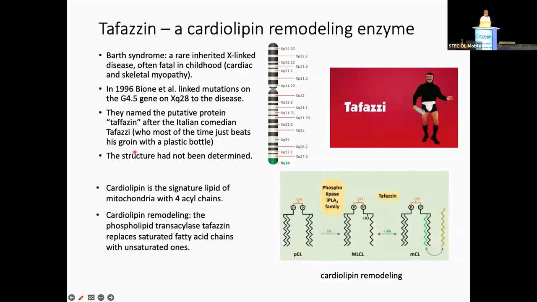So what does it do? It works on cardiolipin, which is an essential lipid in the inner mitochondrial membrane, and it's seen to be associated with all the proteins that we know, including complex 1, the ATP synthase, everything else. And the special thing is that it has 4 acyl chains. And the role of tafazzin is now to replace, during the synthesis of this lipid, the initially saturated chains by unsaturated ones, which is apparently essential for the proper function of the mitochondria.